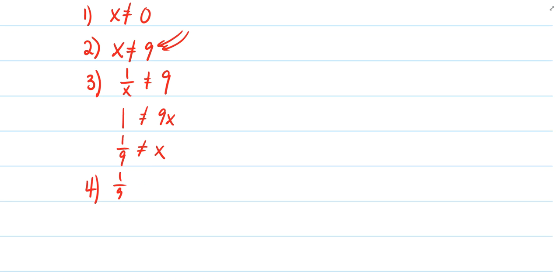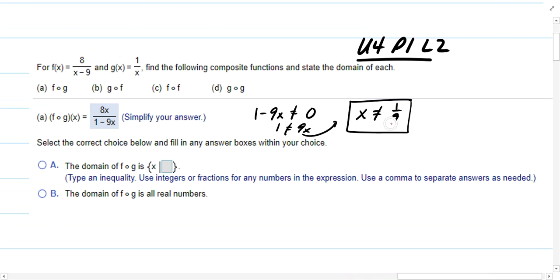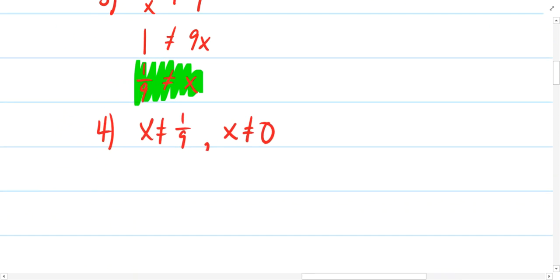So x, let me write it this way, x is not allowed to equal 1/9, and that should be no surprise. That's essentially what we described back here by looking at our simplified form. But also, we can't forget that x is also not allowed to be equal to 0. So we actually have two answers here. We wouldn't have seen this restriction based on the simplified form of the expression.